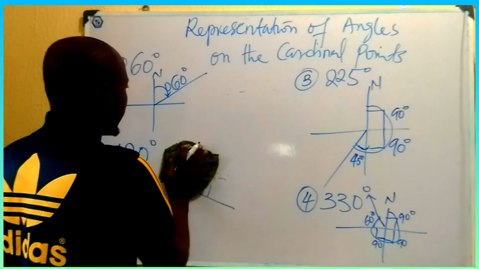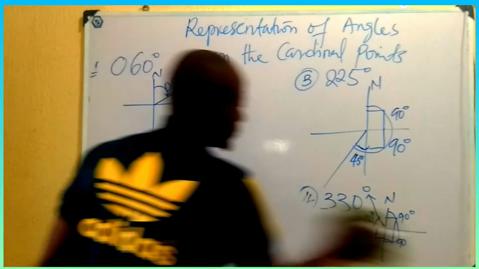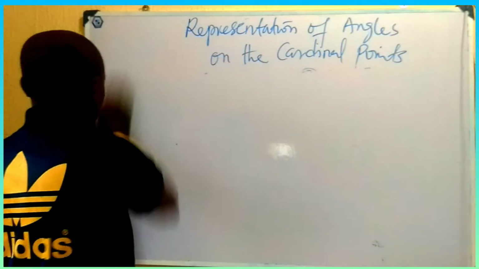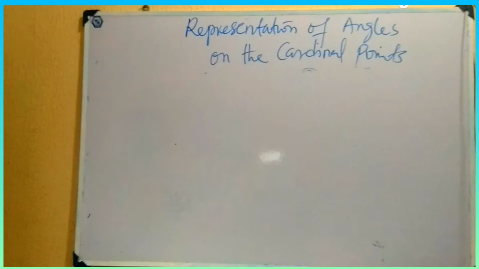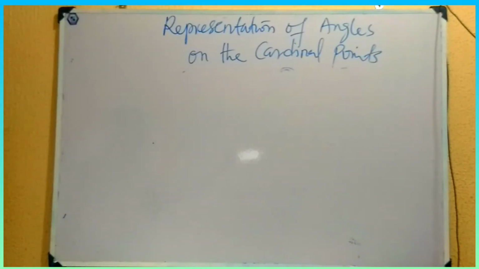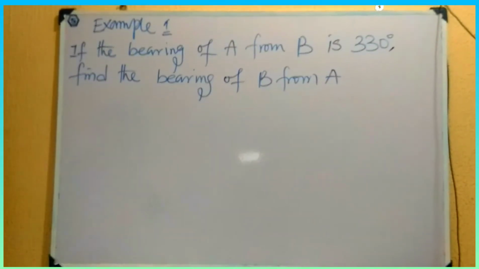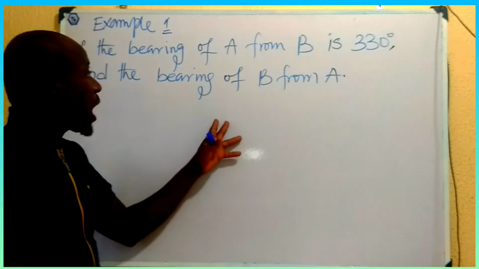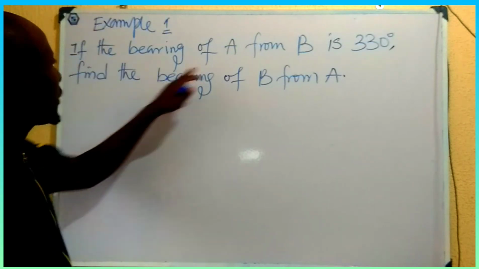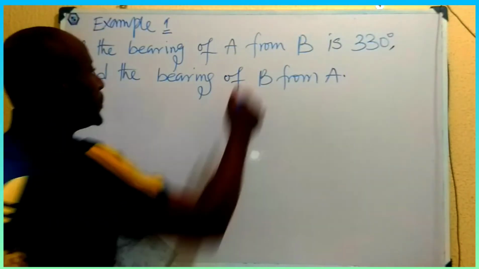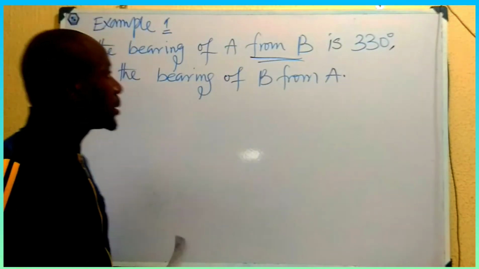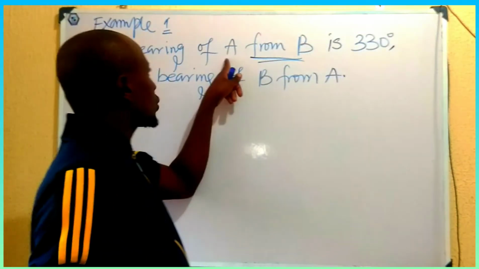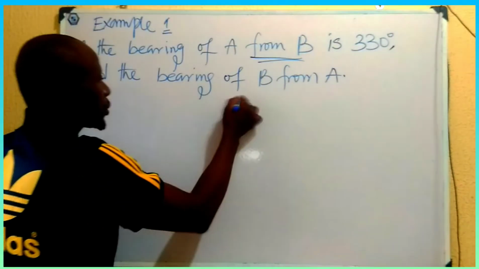So let's go to our first problem. Okay, now this is our first example. They say if the bearing of A from B, B is your starting point, and from B you travel 330 degrees to meet what? A. All right, so solution.